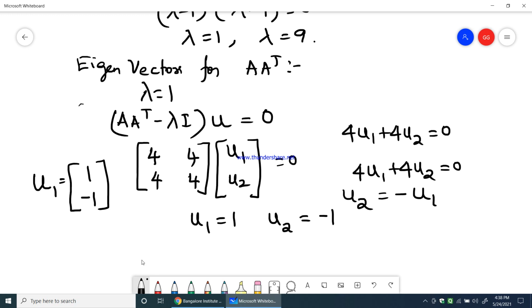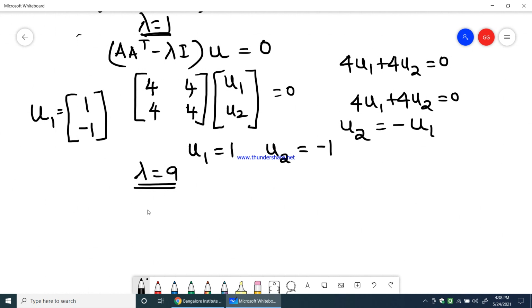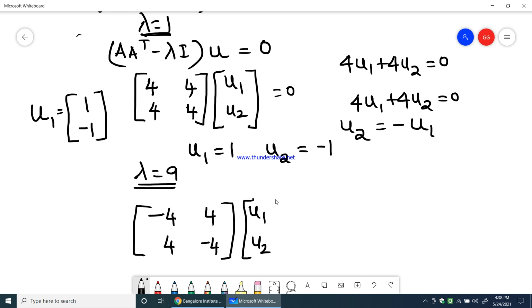Now let me go with lambda equals 9. Okay, so this is for lambda equals 1. Now I will go for lambda equals 9. So 5 minus lambda again. So what is that? 5 minus 9 is minus 4. This is 4. This is 4. 5 minus lambda, which is 5 minus 9 again, minus 4. Into u1, u2 equals 0.